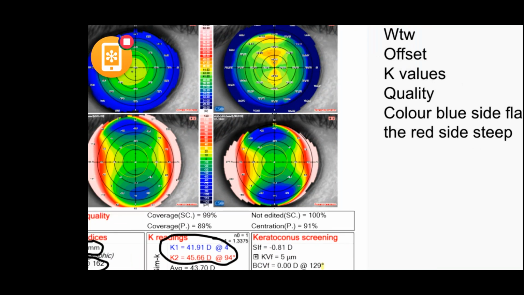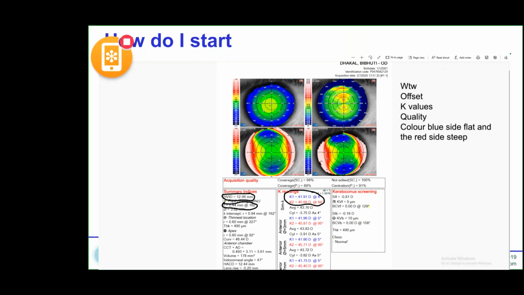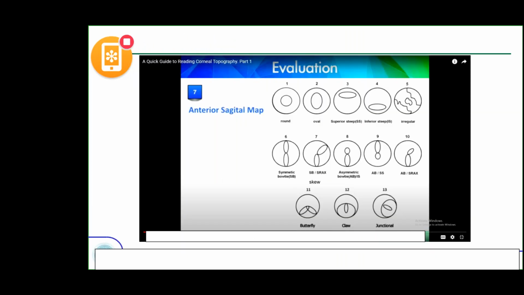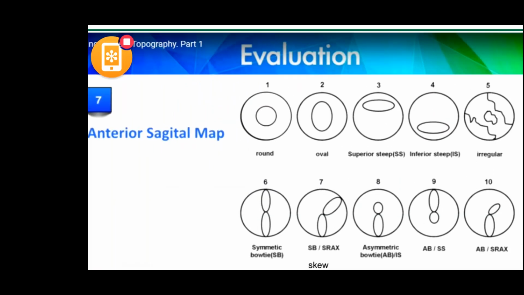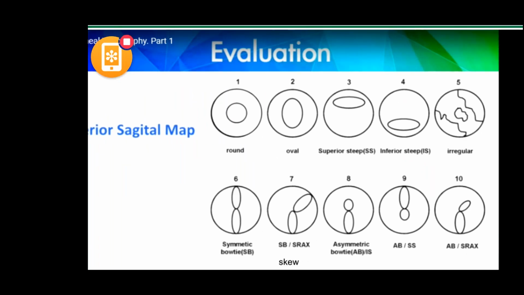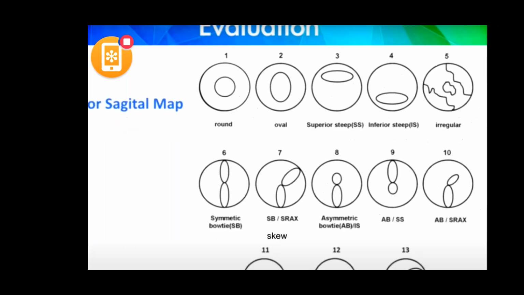So at the beginning, the first thing I would see is the shape of the cornea. So what are the different shapes? Let's go. In the first row, you will see certain shapes. The first one is a round shape. The second one is an oval one. The third is a superior steepening. Fourth is an inferior steepening. Fifth is an irregular scan. The sixth one is called a symmetrical bow. The scan that we just saw was a symmetrical bow.